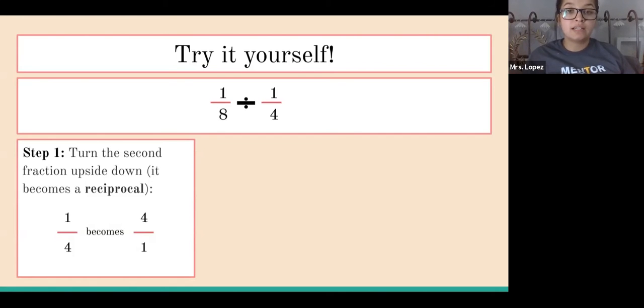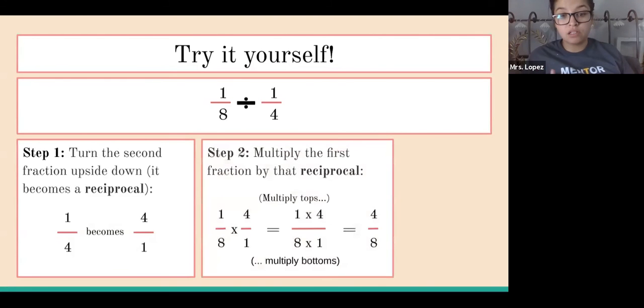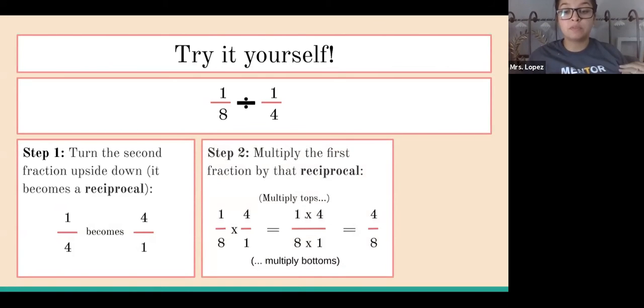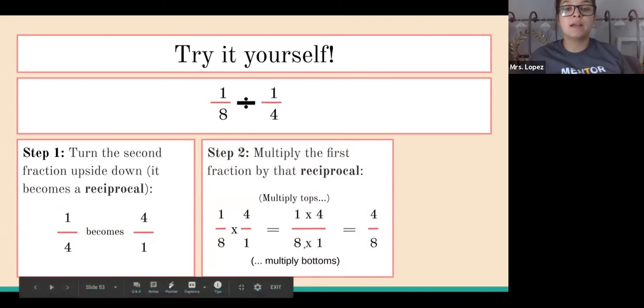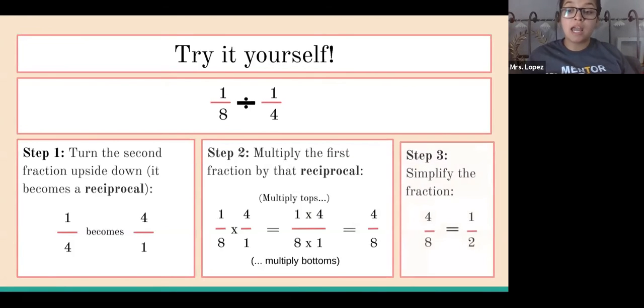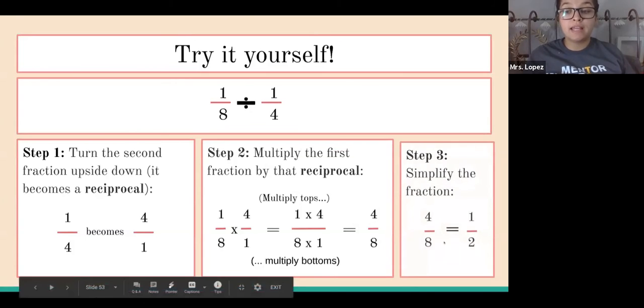Then in our second step, you should have multiplied the fractions. So you multiply the first fraction, 1/8, by that reciprocal of 4/1. So we have 1/8 times 4/1. That's going to equal 1 times 4 in the numerator and 8 times 1 in the denominator, or that's going to give you 4 in the numerator and 8 in the denominator. And then our third step should be simplifying the fraction. And so 4/8 equals 1/2.